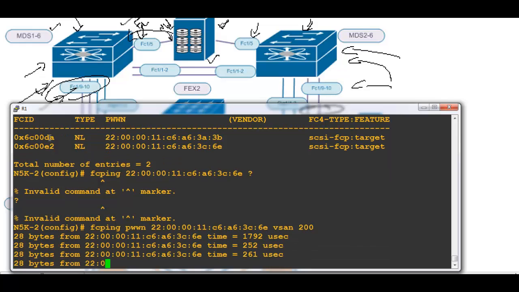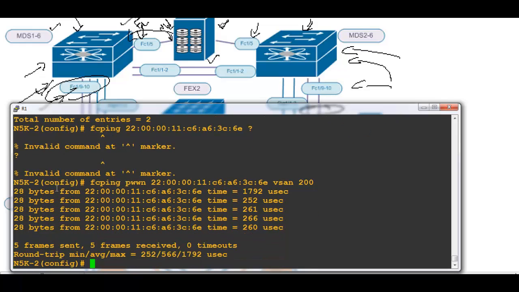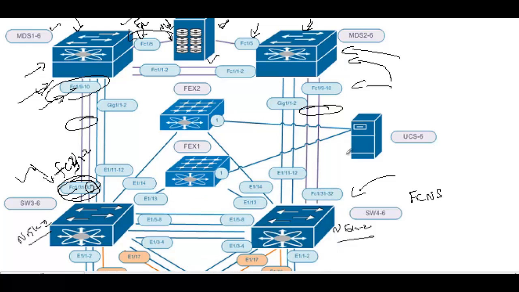Initially it took some time. It took 1792. A second later it was gone really down. Okay, so 200 vSAN we have brought up to this level. Now we have something to revise now. FEX1 and FEX2 are not connected to the same switch. They are connected to 2 different switches. So what you need to do?